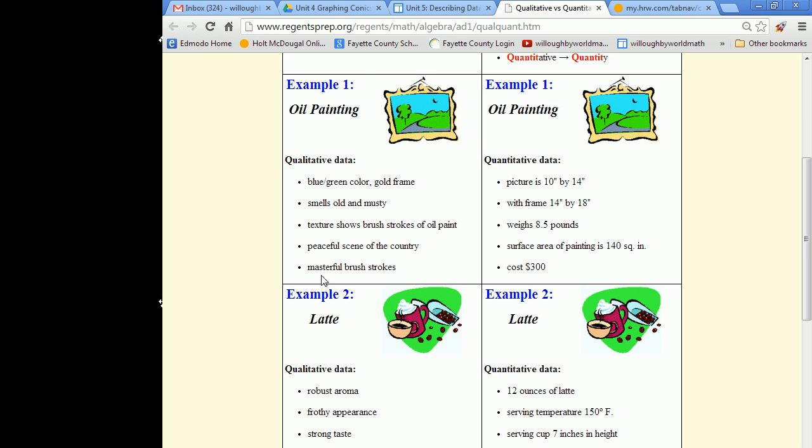Okay, so all this is the side of my brain that doesn't work as well. Here we go. This is my side. Quantitative data. The picture is 10 by 14. It has a frame that's a 14 by 18. It weighs 8.5 pounds. The surface area is 140 square inches, and it costs $300. So see, two different ways of looking at the same object.